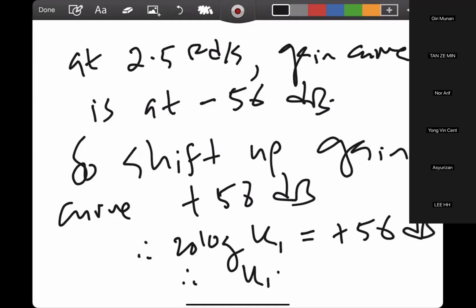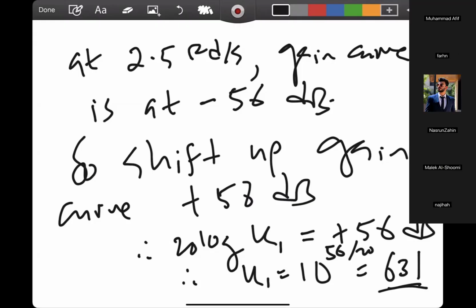So K1 is equal to 10, 6, 3, 1. Correct? Betul tak? Correct, eh? 631. Sah? Sahih. Okay, sahih, betul.